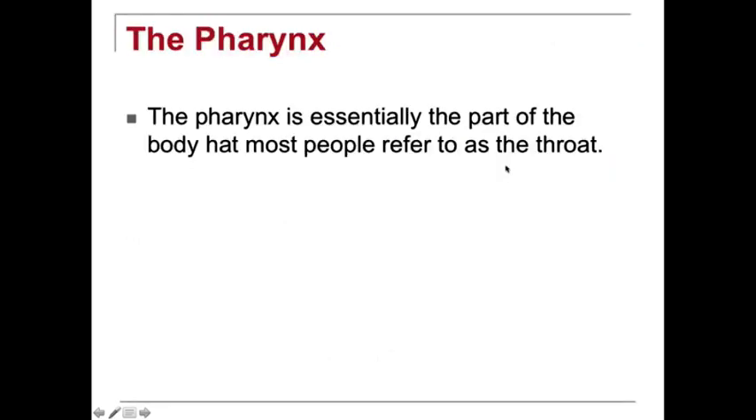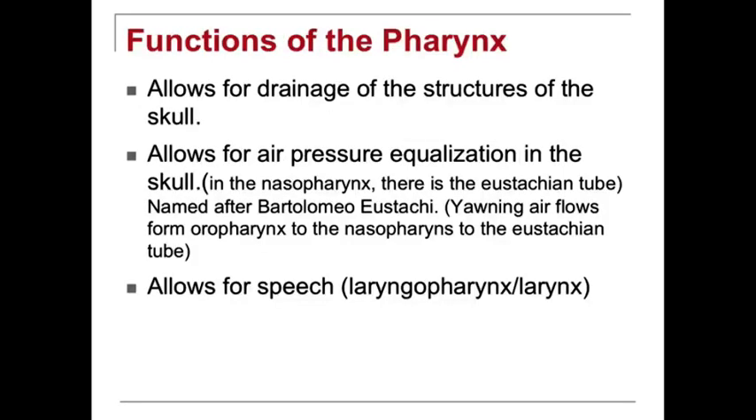So the pharynx is the part of the body that most people refer to as the throat, and it's going to allow for the drainage of the structures of the skull, for things to drain through there. It's used to equalize air pressure. So as I showed before, in the nasopharynx, it's the eustachian tube, named after Bartolomeo Eustachii.